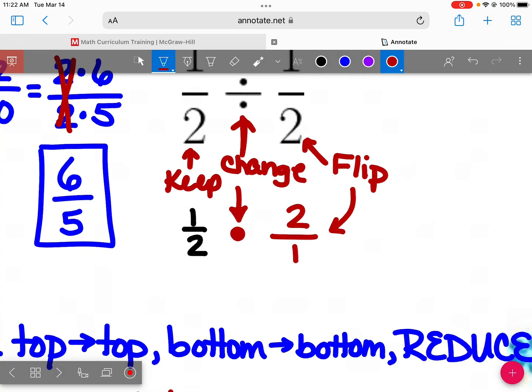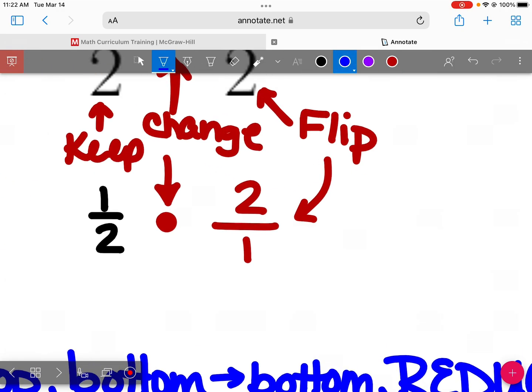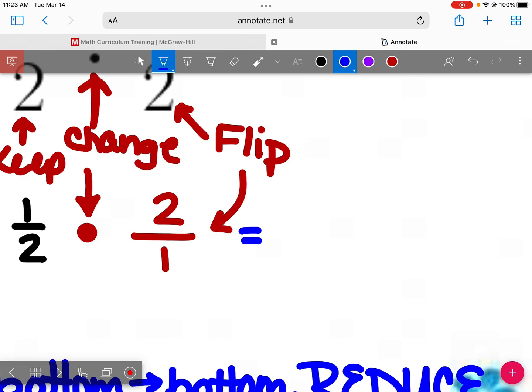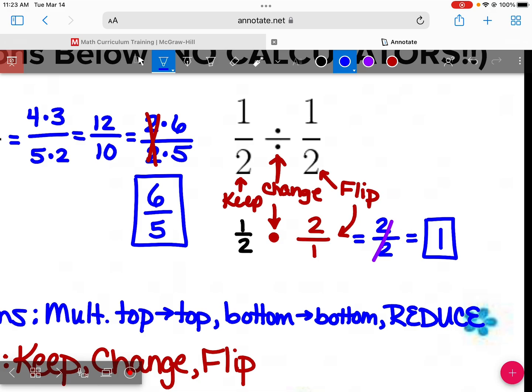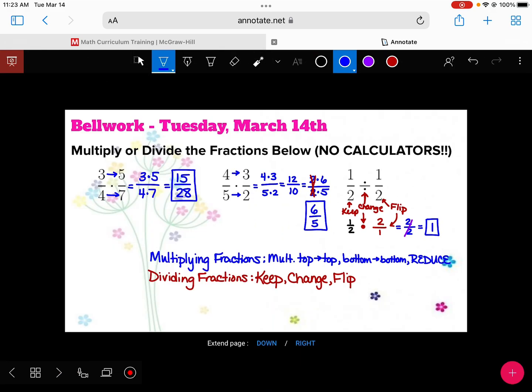Now it's a multiplication problem. So now I do it just like the multiply. I'm going to multiply top to top and bottom to bottom. What would I have up on the top then? 2. On the bottom? 2. Can I simplify that at all? Yeah. We get 1. We have a common factor, top and bottom, so it cancels out. And when we cancel through division, we're left with 1.